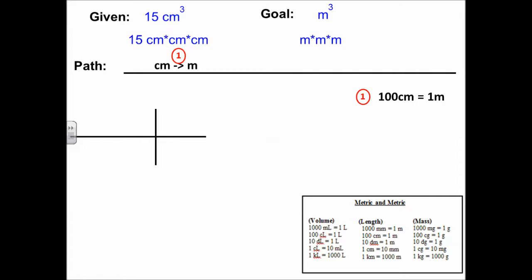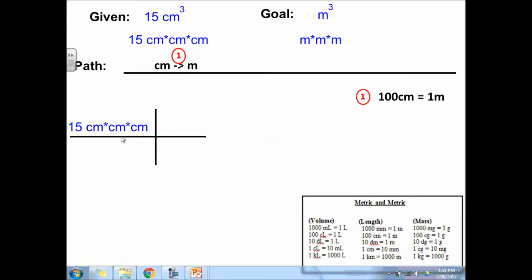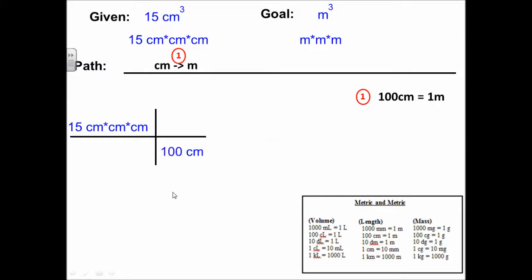So let's go ahead and start. We're going to take what's given, as always. We take what's given to us and we put that in the upper left hand corner. Now what we do is we follow the same steps that we've done. If I have centimeters on top, well, I need to get rid of centimeters. I need to get rid of all 3 sets of centimeters because I want meters cubed in my final answer. So what I'm going to do is we're going to use our conversion. 100 centimeters is equal to 1 meter. Cool. Centimeters on top, cancel out centimeters on bottom.